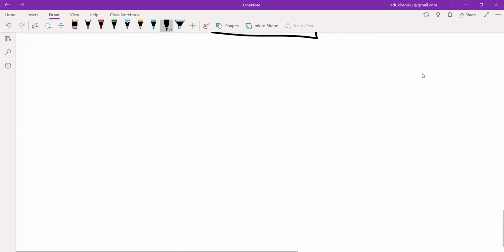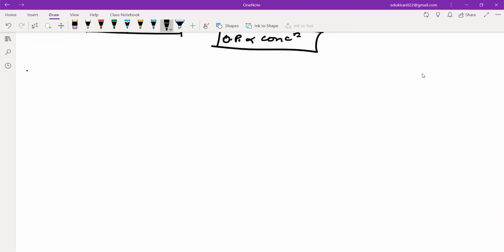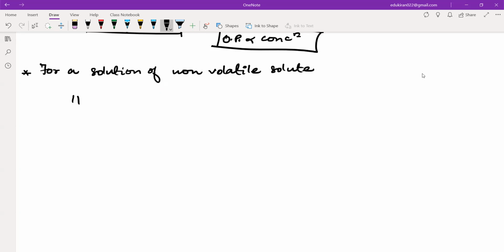Chalo. Now write the topic. Just write like this: for a solution of non-volatile solute, pi is directly proportional to concentration. And the concentration term that is directly proportional to pi was found out to be molarity. Okay. And what is molarity?